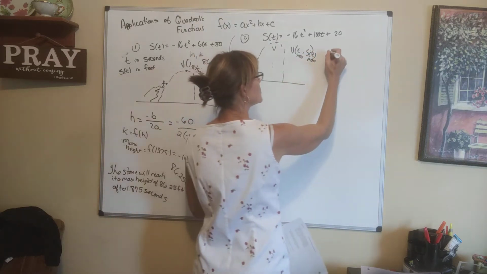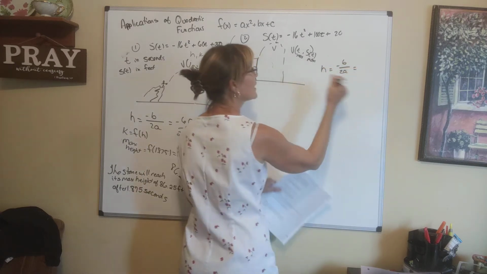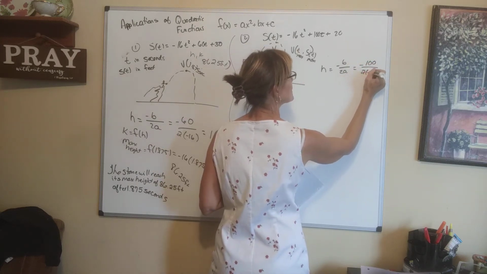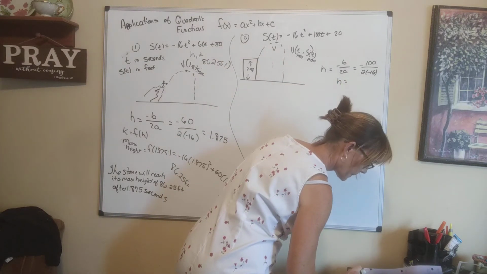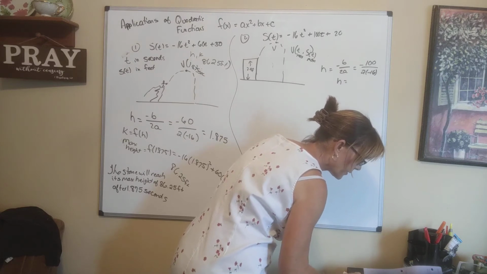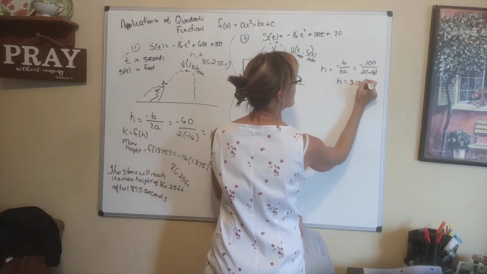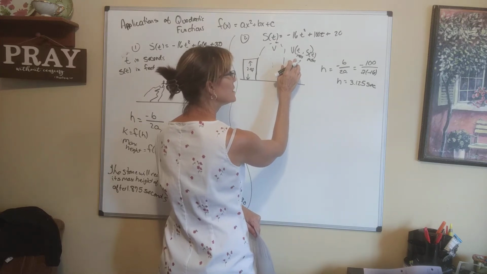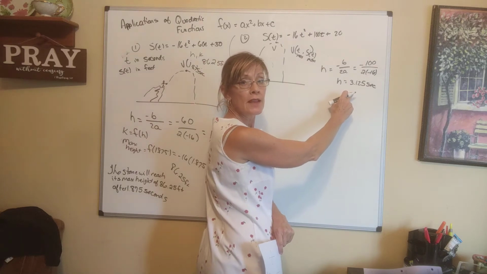So what is h? H is negative b over 2a, or negative 100 in this case over 2 times negative 16. H is going to be a negative divided by a negative is a positive. 100 divided by 32 gives me 3.125. The units on this are seconds. So the time it takes for this rocket to reach its maximum height is 3.125 seconds.